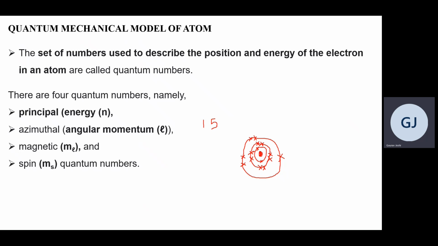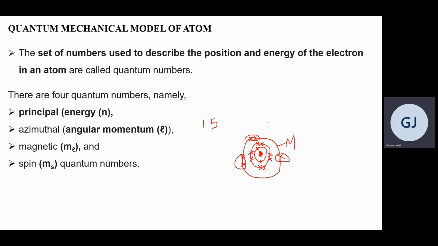So among K, L, and M, this M cell will be the valence cell, and there will be 5 valence electrons that can participate in the reaction. So this is the valence cell, and the electrons in the outermost cell are called the valence electrons. Clear? This is a simple thing.